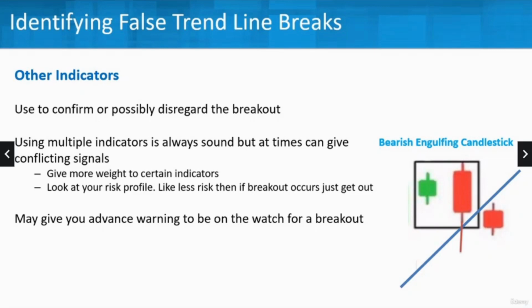And sometimes a confirming indicator can give you an advance warning to be on the watch for a breakout, right? That something might be coming. We saw that in the examples where we saw a nice upward trend line, things were looking great, and then all of a sudden out popped this bearish engulfing candlestick, which is a real clear indicator that a reversal to the downside might be occurring. And we saw that occur.